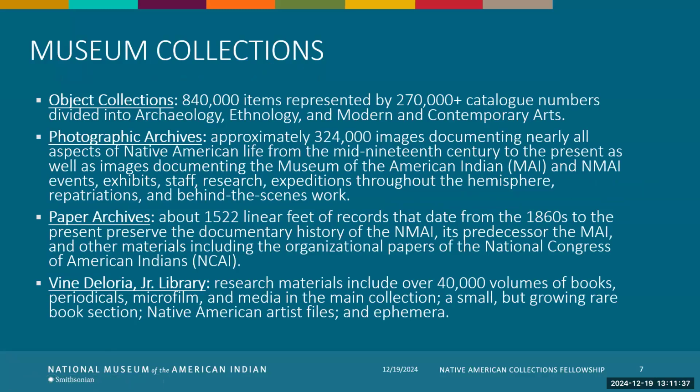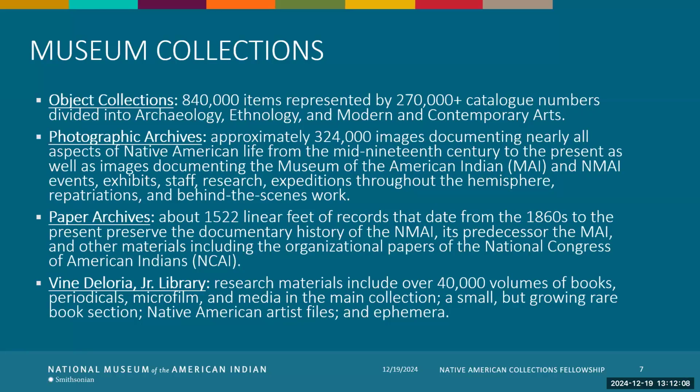Within the NMAI, there are a series of different collections, and so I wanted to make sure that folks were aware of all the different collections resources available to them. Many people think of our object collections, which is indeed very important. It does consist of over 840,000 different items represented by over 270,000 catalog numbers in various areas, including archaeology, ethnology, and modern and contemporary arts.